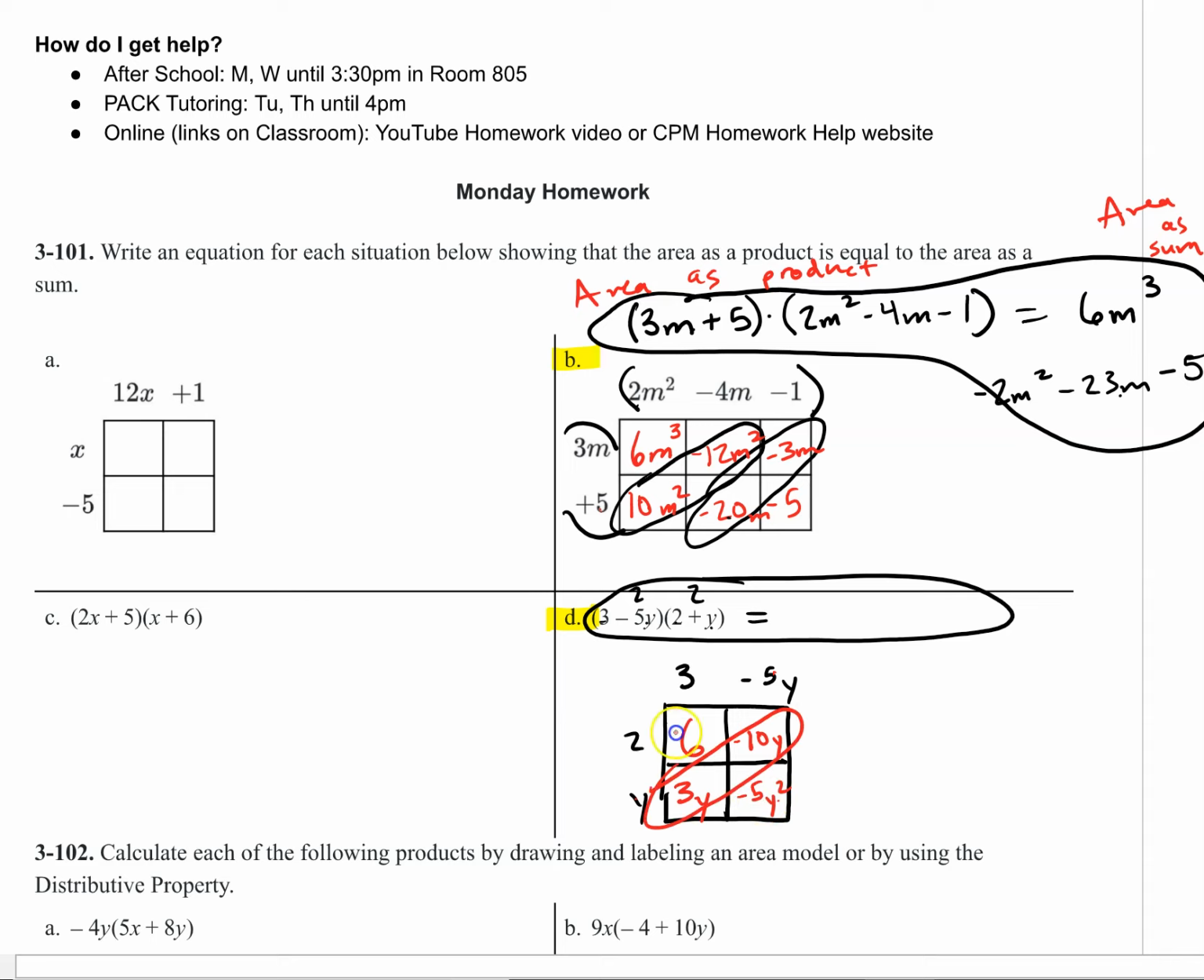Let's combine like terms. Our answer is going to be negative 5y squared. If we combine these together, we get negative 7y. That's because 3 minus 10 is equal to negative 7. So 3y minus 10y is negative 7y. And we've got a positive 6. We're going to add 6. Alright, and that's our area as sum. And here's our area as product.